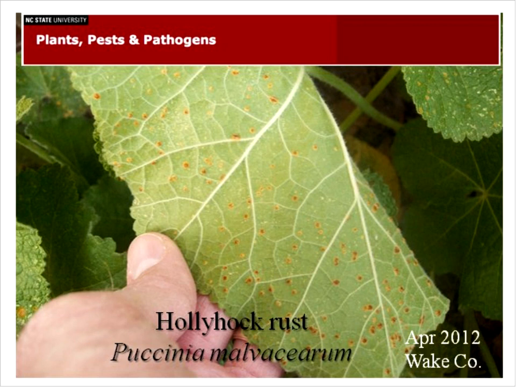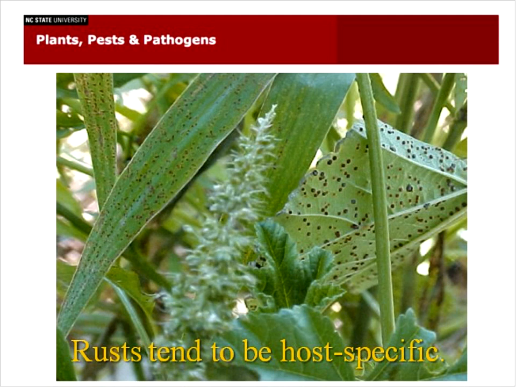Yellow spots on the upper surface of the leaf, somewhat indented, dimple-like, and then on the lower surface of the leaf, the brownish-orangish pustules of the rust fungus. These spores are then blown or splashed to new leaves. It usually works its way up from the lower leaves of the plant, hitting progressively younger foliage, and could cause quite a bit of damage to the hollyhock.